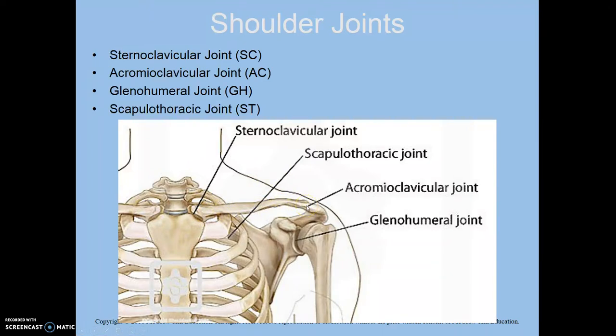Over here we have the acromioclavicular joint, where the acromion of the scapula meets the clavicle. Now this joint should not move. If this joint gets injured, if the acromioclavicular ligament gets injured, then we call that shoulder separation or AC joint sprain. We have the glenohumeral joint. This is where the humeral head sits into that glenoid cavity right here.